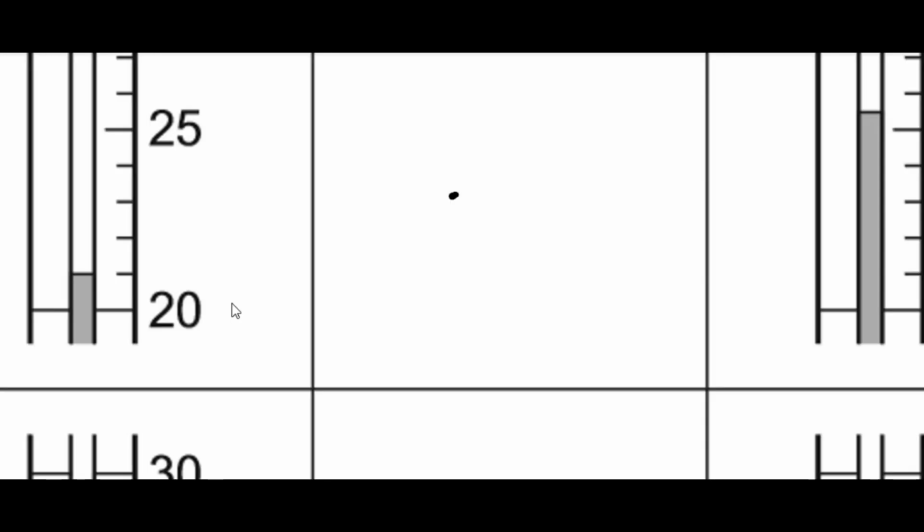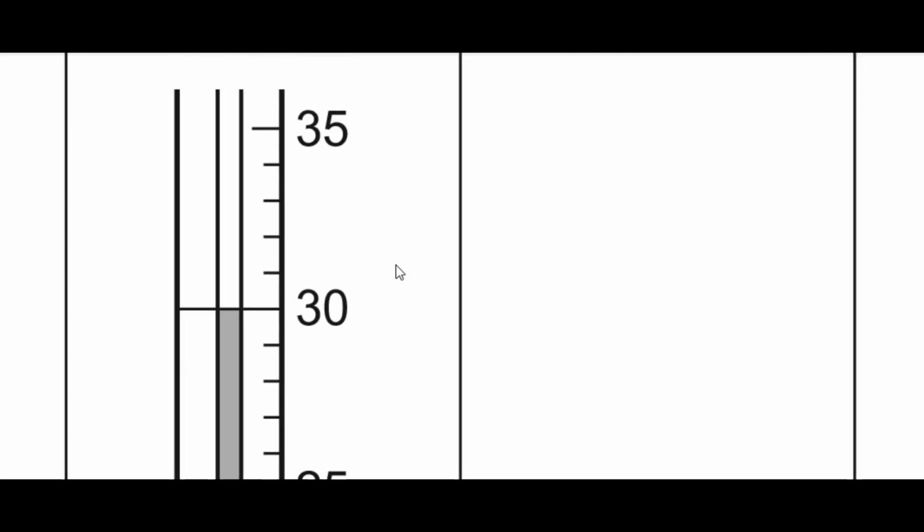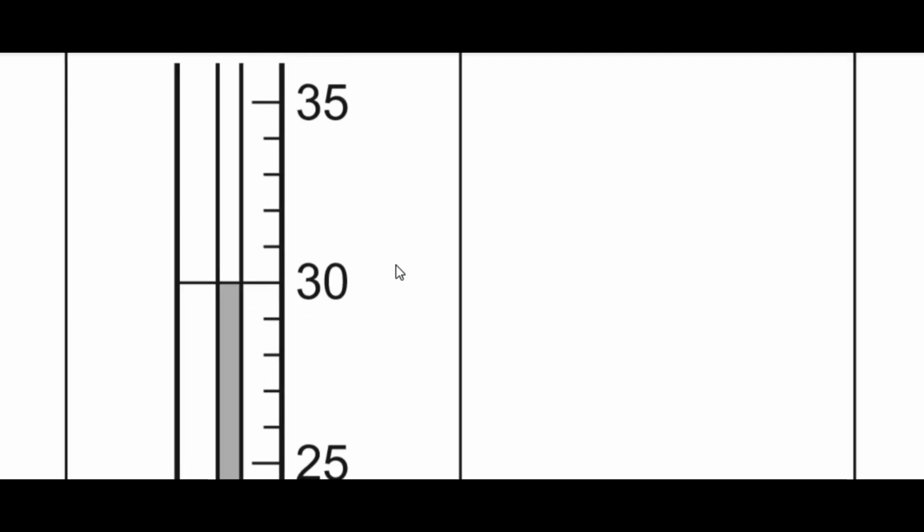This one again is 21.0, so we would be writing 21.0 Celsius here. This is the easiest one, as a clear line is there. It is 30 Celsius actually. So we would be writing 30.0.